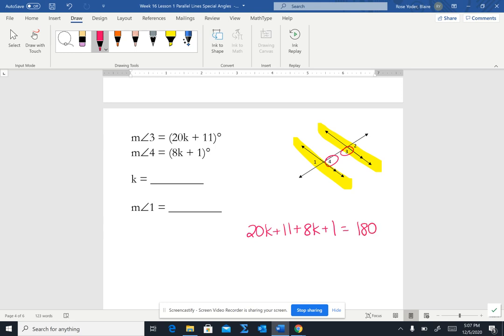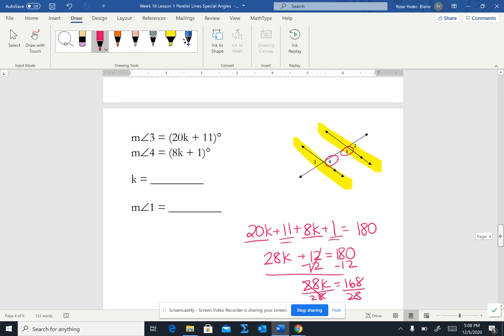So they're alternate interior angles, they're supplementary. I'm going to add up my like terms, 28K plus 12 equals 180. 180 minus 12 is 168. Divide by 28. I don't know what that is off the top of my head. I could make a guess, but I'm going to use my calculator just to double check. And yes, K is 6.